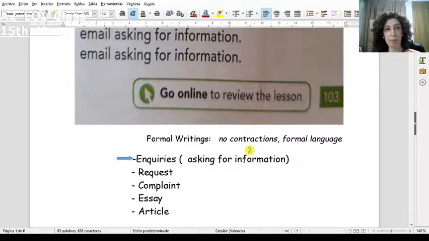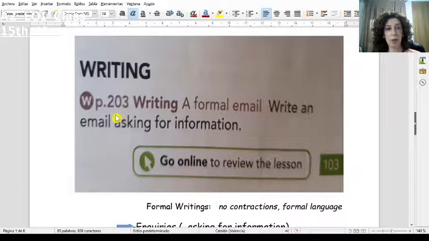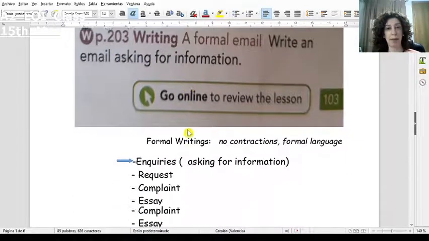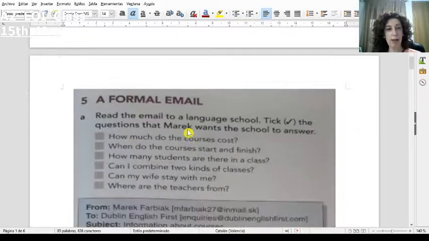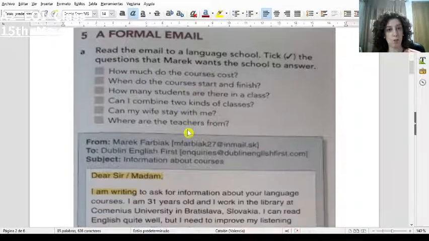Are you ready? Yeah? Then everybody go to your page 203, writing a formal email. Come on, let's start. And in this page, you have a formal email. It says, read the email to a language school. Check the questions that Marek wants the school to answer.